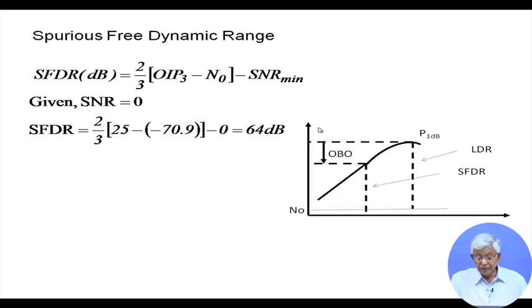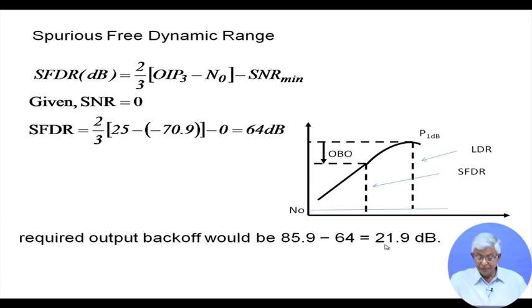Now, if you recollect the curve, from the 1 dB compression point, that is almost saturation, we have to come to the spurious free dynamic range. That much back off if we give, then we will not get any spurious. So, the difference of LDR, that is linear dynamic range, minus SFDR, required output will be 21.9 dB, which is very near to 22 dB. One of the options was 22 dB. So, the appropriate choice is B.